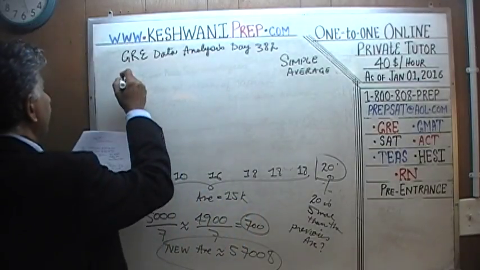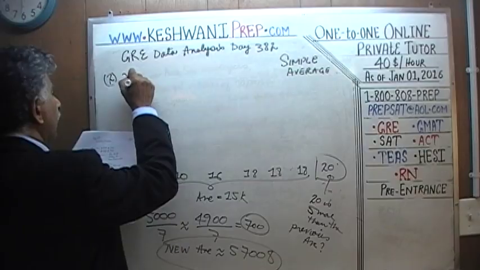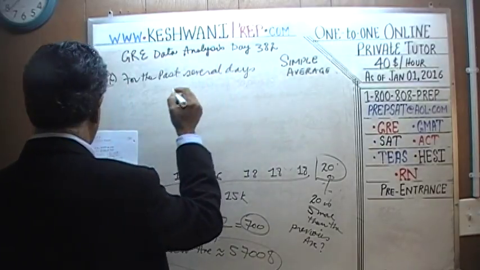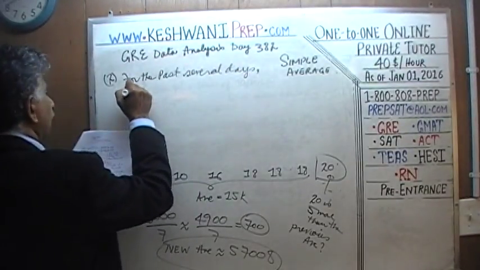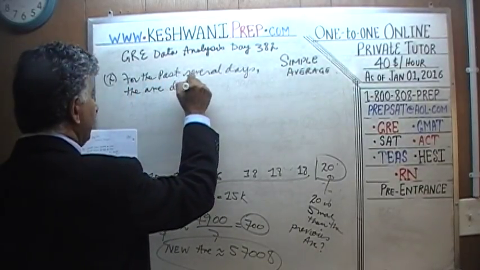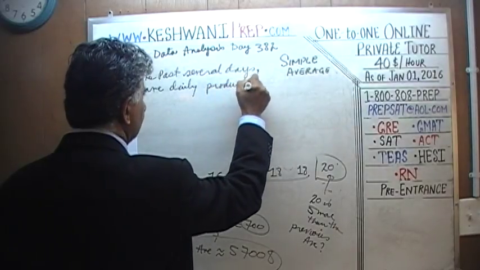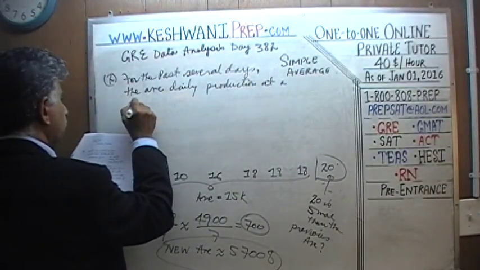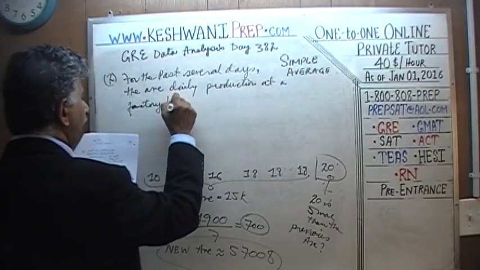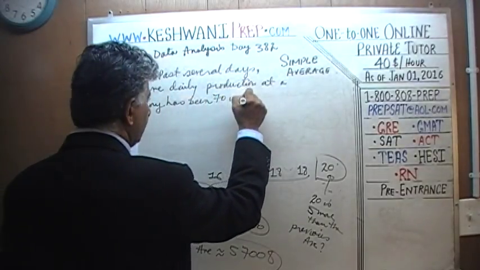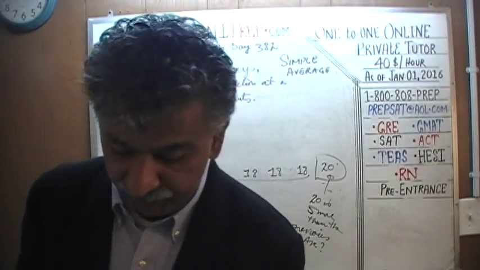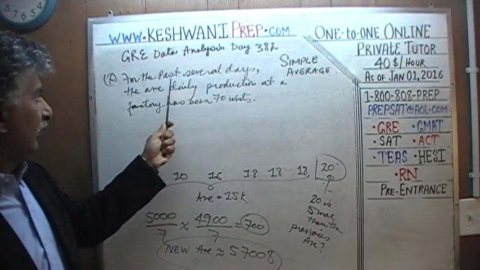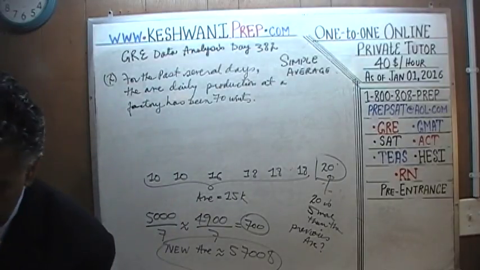It says, for the past several days, this is problem number two, for the past several days, the average daily production at a factory has been 70 units. They don't tell us for how many past days, because that's the whole point. We're going to have to figure out how many past days. So for the past several days, we don't know how many days, the average daily production at the factory has been 70 units.